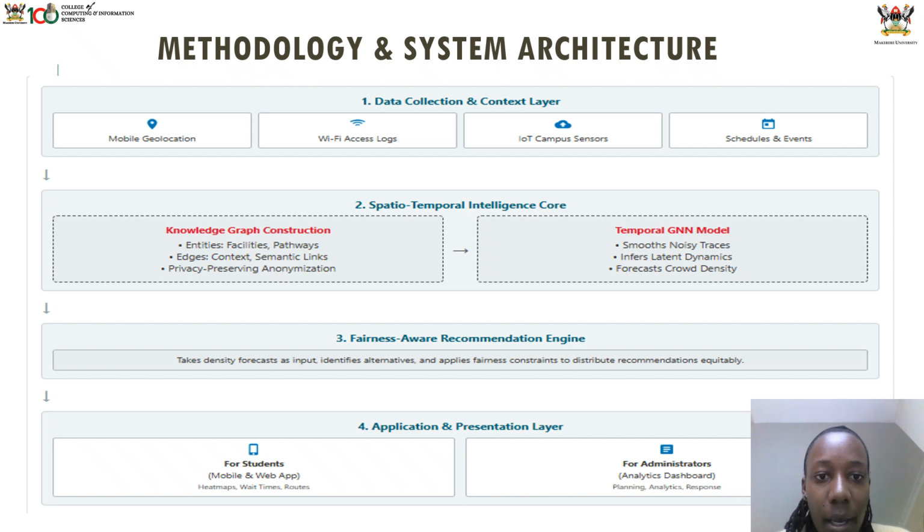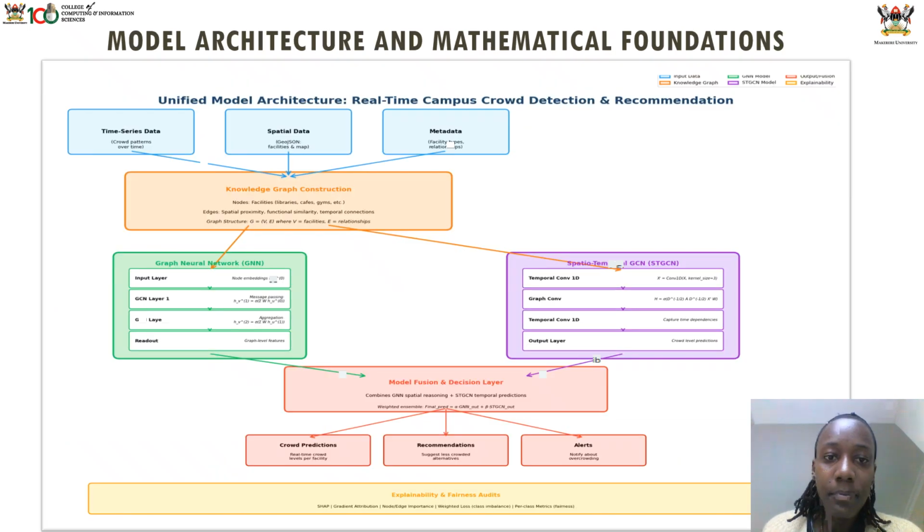Yes, and to continue, this is our methodology, the system architecture, where we are going to collect the following data: Wi-Fi logs, access logs, mobile geolocation, IoT sensors, event schedules, to feed into the knowledge graph, and then the knowledge graph feeds into the temporal graph neural network model, and then gives a fair recommendation through applications like phones, for administration and students.